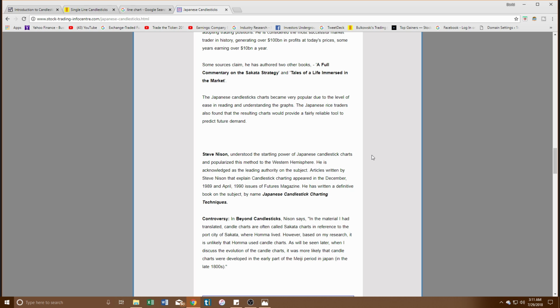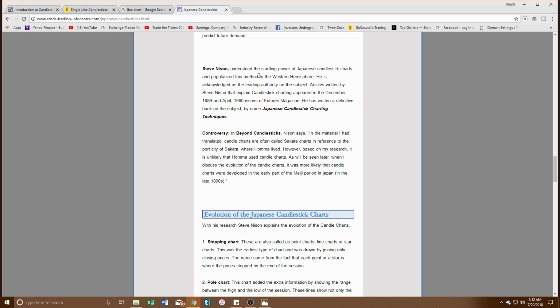The Japanese candlestick charts became very popular due to the ease in reading and understanding the graphs. The Japanese rice traders also found that the resulting charts would provide a fairly reliable tool to predict future demand. Steve Nison understood the startling power of the Japanese candlestick charts and popularized this method to the Western Hemisphere. He is acknowledged as the leading authority on the subject.